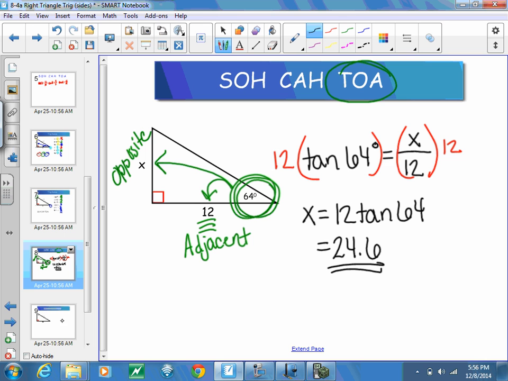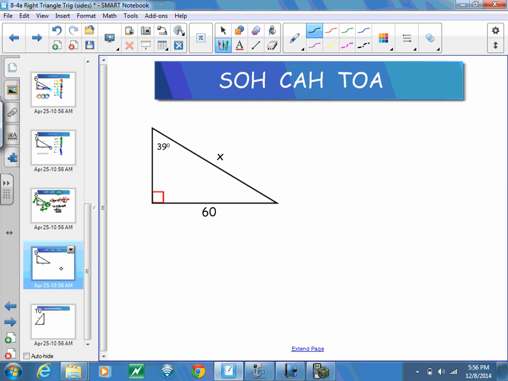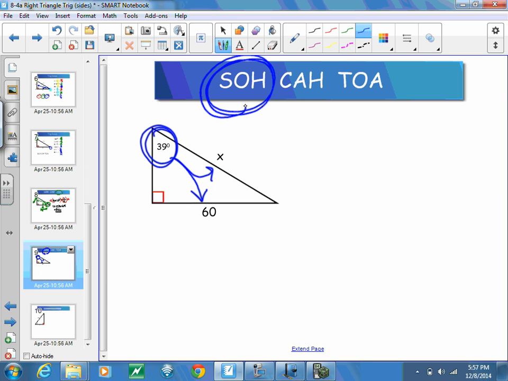So I use tangent. I'm going to go through another two examples here to help you with this whole idea. So here I have a reference angle of 39 degrees. They give me the opposite side, and I want to find the hypotenuse. So opposite and hypotenuse, that tells me that I'm going to work with sine. So setting this up, I have the sine of 39 degrees is equal to the opposite, which is 60, over the hypotenuse, which is x.